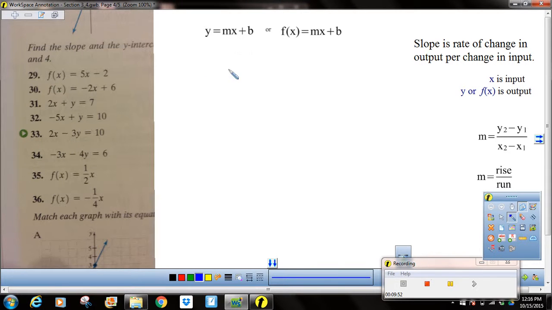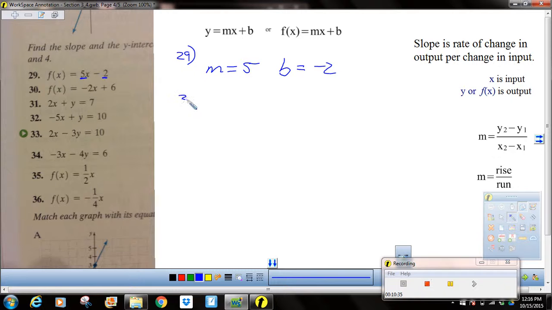On this, you need to recognize that the formula for a linear equation in slope-intercept form is y equals mx plus b, or f of x is equal to mx plus b. So, number 29 is in slope-intercept form. F of x equals, this is my m, slope is going to be 5, and the y-intercept is going to be -2. It's very useful and helpful when this thing's already solved for y or f of x, because you could just look at the slope and look at the y-intercept.